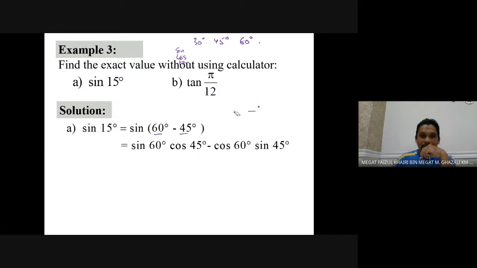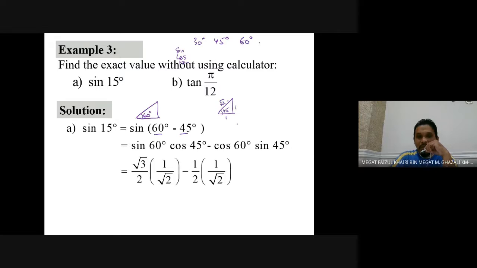If you cannot memorize or recall the values of these angles, say for 60 degrees, 60 and 30 here, maybe we need to remember the value of the sides here. But for 45, if 45 here, the sides are 1, 1, and square root of 2 here. But for this topic, don't worry, they will give you all the values because the formula is needed to answer this question. So sine 60, cos 45, there you go.